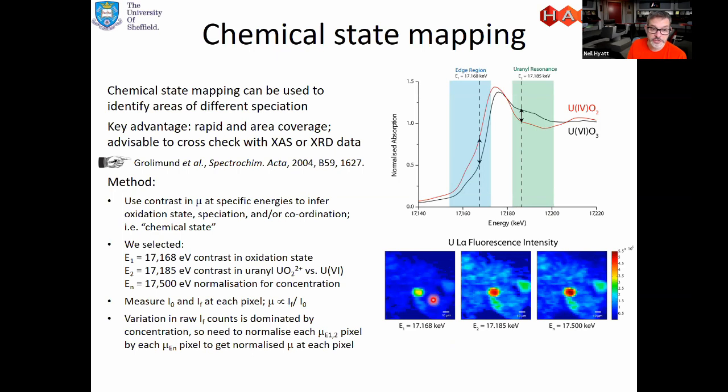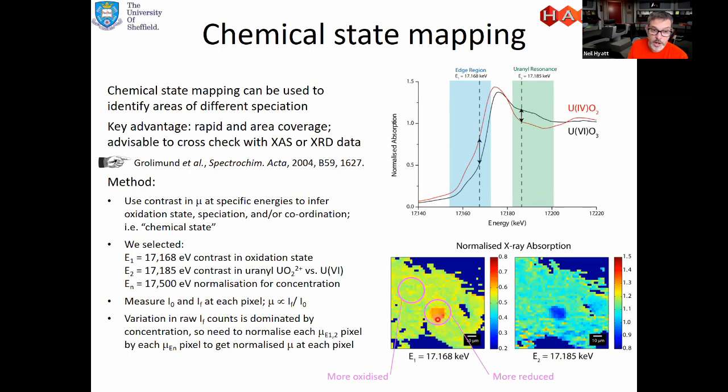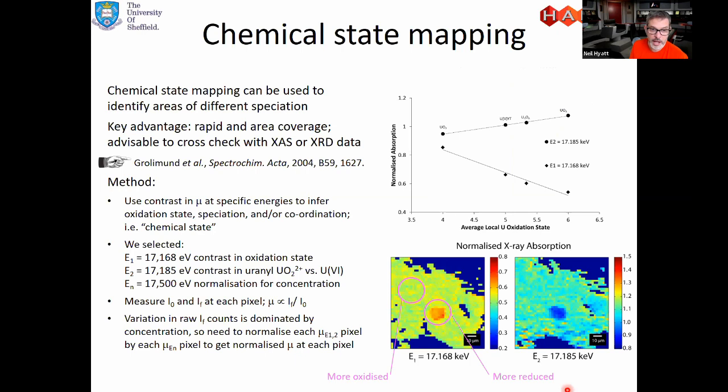So if we divide these two maps through by the third, we get a set of maps that look like this, where now the normalized absorption scale begins to bring out oxidation state contrast in this case. So here we've got a region which is more absorbing at the lower energy map, and that would be consistent with a more reduced uranium species, and out here a region which is less absorbing and therefore is probably more oxidized.